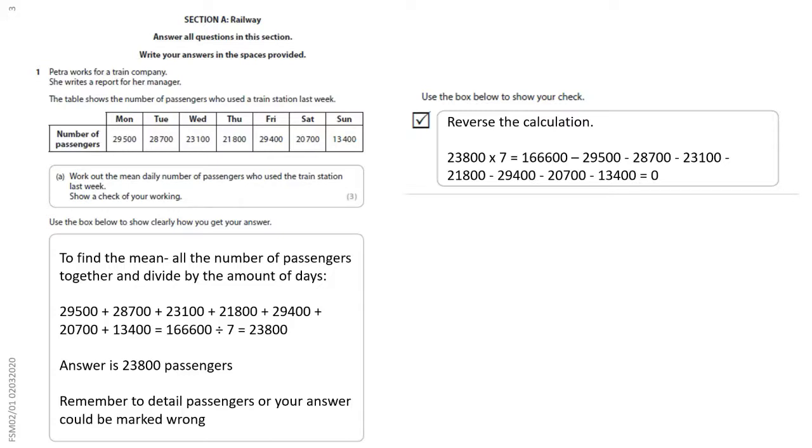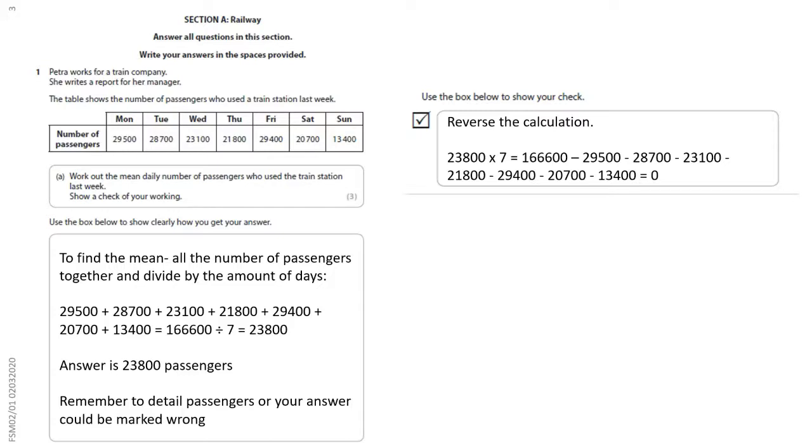So what we're looking at is working out the mean daily number of passengers who use the train station. A mean is simple. You add everything up and divide by the total amount. So in this case, I'm adding Monday, Tuesday, Wednesday, Thursday, Friday, Saturday, Sunday all up, dividing by the days of the week, which is 7, which gives us 23,800 passengers. And that is our answer. It's as straightforward as that one. Add everything up, divide by the total amount, and there is your answer.